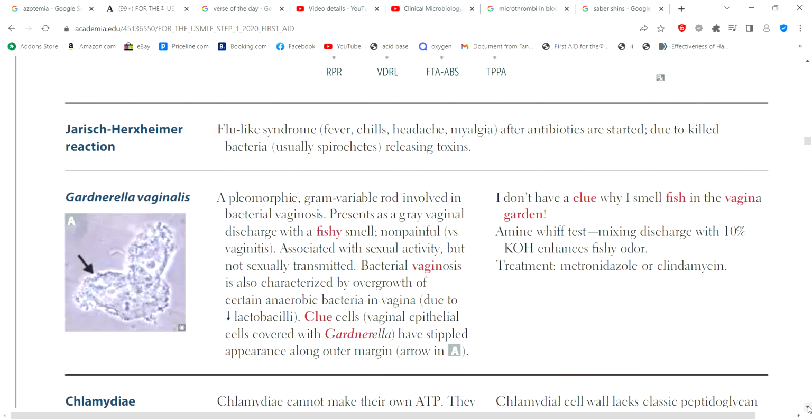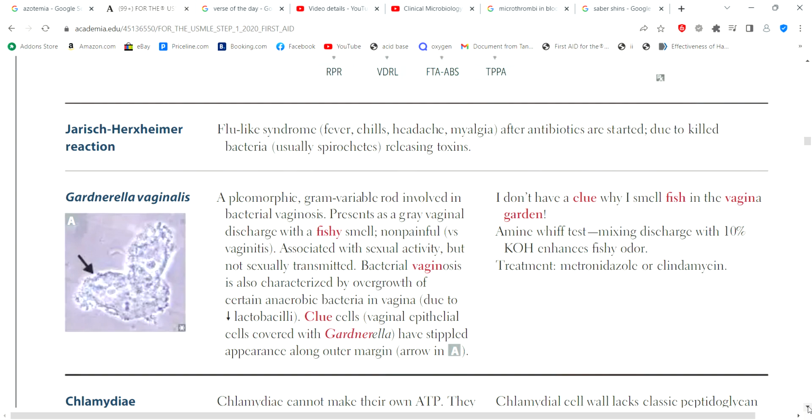So after starting antibiotics, spirochetes release toxin, which gives you flu-like symptoms.